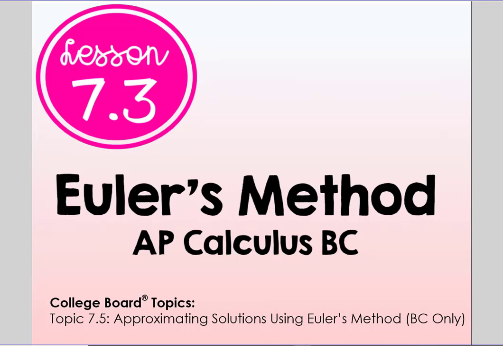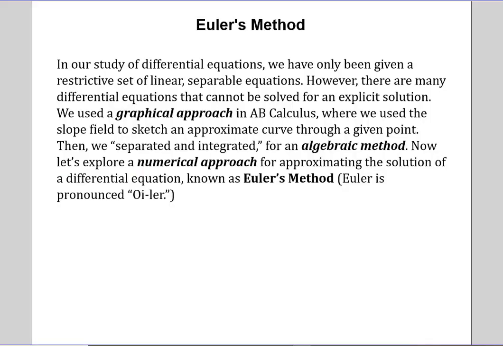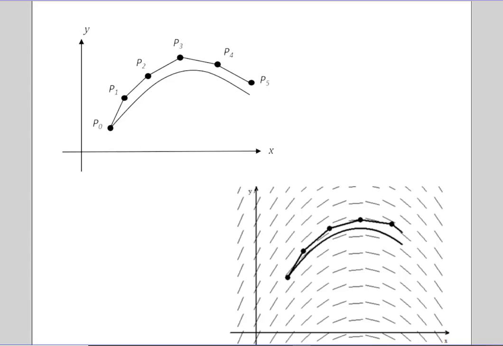This is lesson 3 in chapter 7. We're going to look at Euler's method today. You know, in Calc AB, we talked about differential equations and we used slope fields in order to approximate or sketch curves based on the slope fields. In this lesson, we're going to look at a numerical approach called Euler's method, where we can go from point to point, given some information, and make an approximation for possibly a differential equation that can't be solved algebraically.